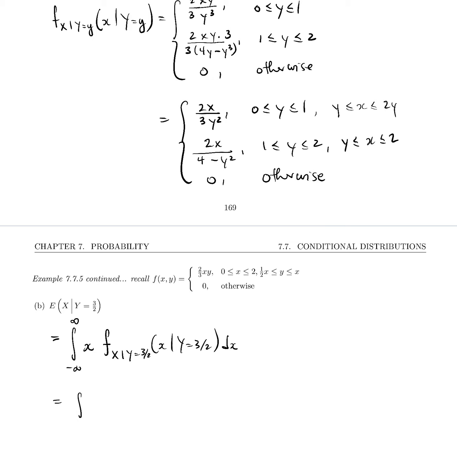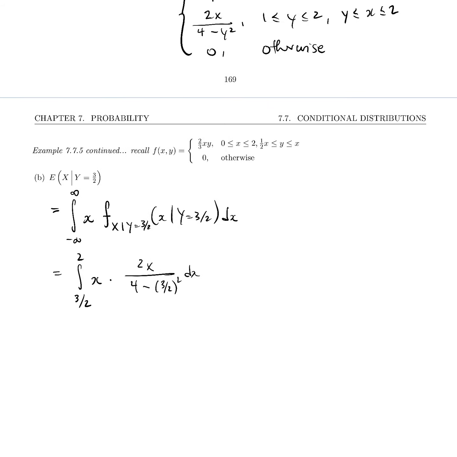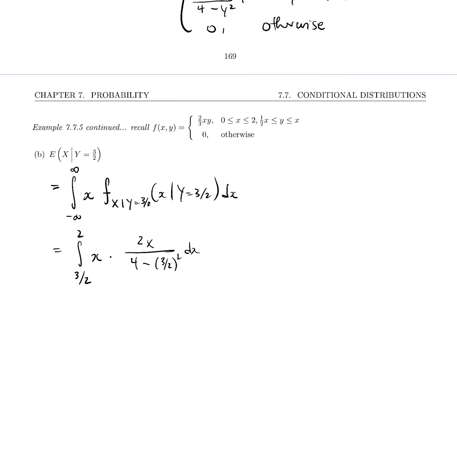So now we can plug in our 3/2 here and here to get our bounds, which means that we're going to be integrating from 3/2 to 2, x times, and then we'll plug in y equal to 3/2 into the density function to get the conditional density that we need. So 2x over 4 minus 3/2 squared dx, and with a little cleaning up, that is a pretty simple integral to do actually. So let's pull out the constant 2. We'll pull out the denominator. We're going to have 9 over 4 minus, so 16 over 4. And then we're going to integrate from 3/2 to 2. And what's left inside is just x squared dx.